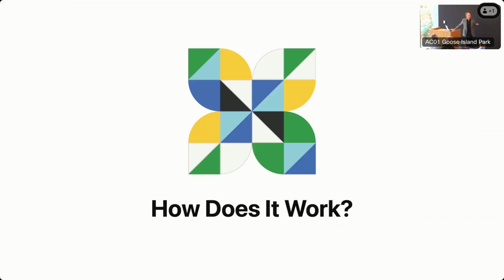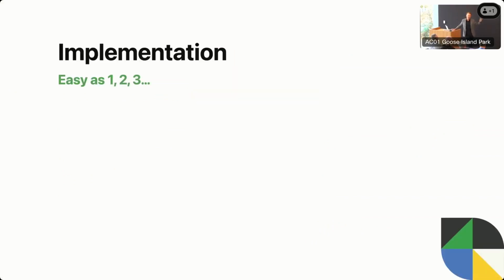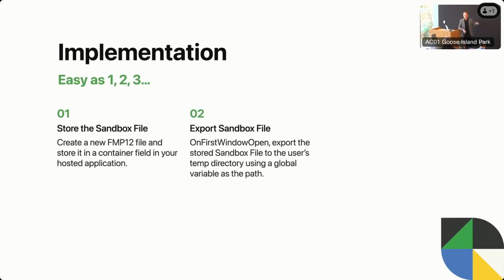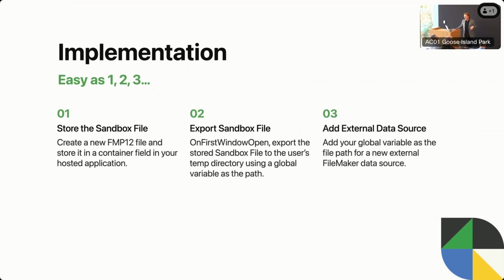So how does this work? How do we implement it? Well, it's actually pretty straightforward. I alluded to it at the top of the presentation. First, you create a little FileMaker Pro application, and you store it in container fields in your hosted application. You then, on first window open, export it to the temp directory, and use a global variable to store that path. You can then add that FileMaker file as an external FileMaker reference using that global variable, and then start adding table occurrences to the graph to that file.